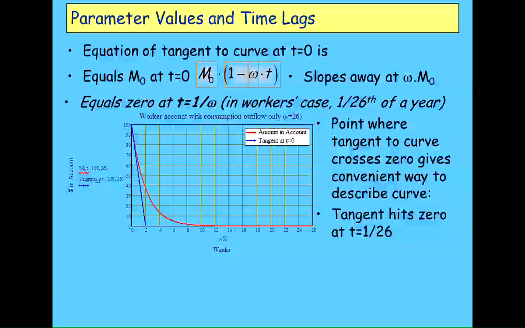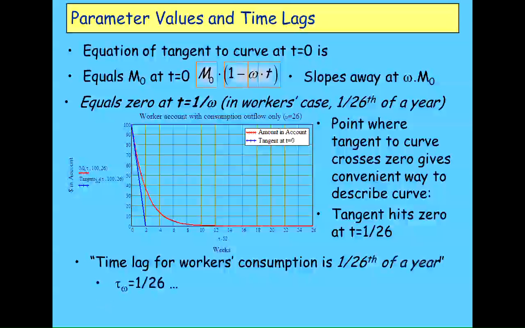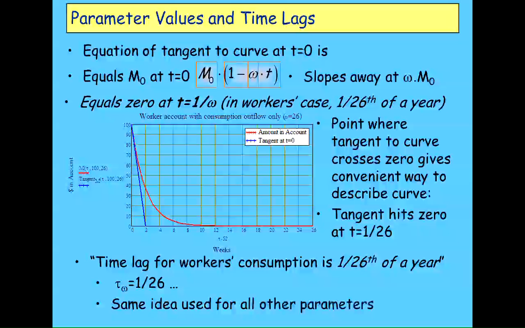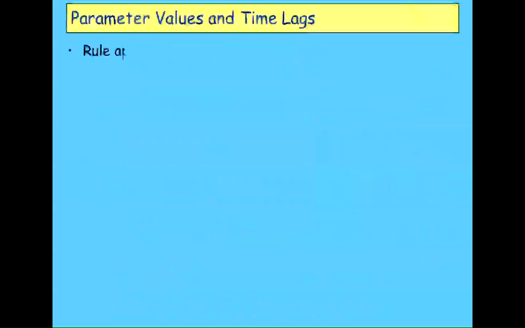So rather than using the big number 26 to indicate how fast workers reduce their bank accounts, and saying the rate of outflow is 26 times the current value of the account, I'm now saying it's equal to the account divided by 1/26, which is exactly the same thing, but I'm now explaining where the value of 26 comes from. So it's saying the time constant for workers' consumption is 1/26th of a year. Does that make sense? It's just an easier way of saying it, with exactly the same result, but it gives you a better way of working out what I should use as a value for that constant. And that's commonly used in engineering.